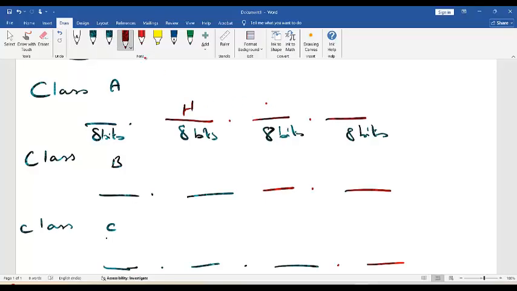Host bits are 24 bits. Network bits, 8 bits. Class B, 16 bits of network, 16 bits of host. Class C, 8 bits of host and 24 bits of network.